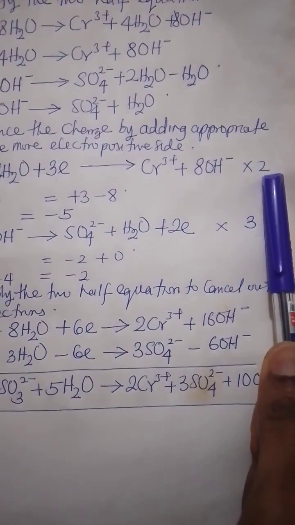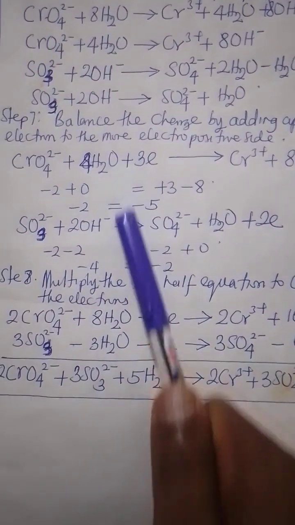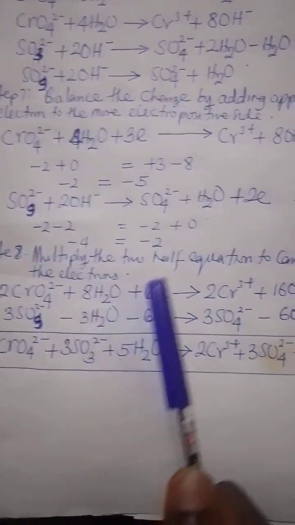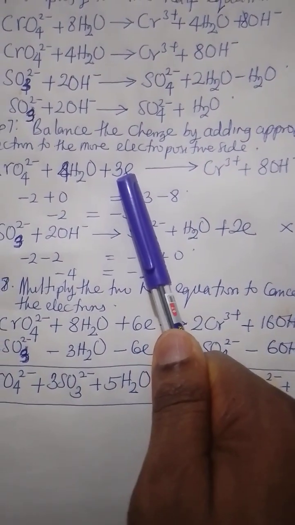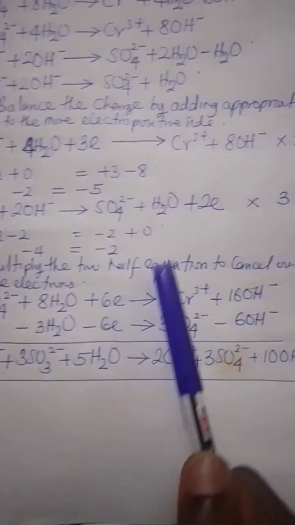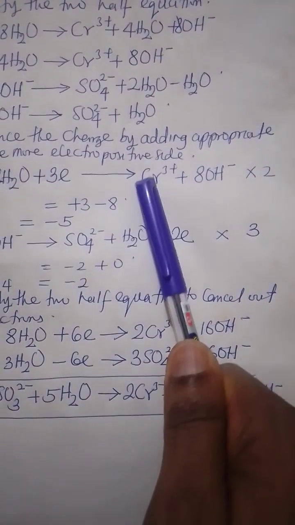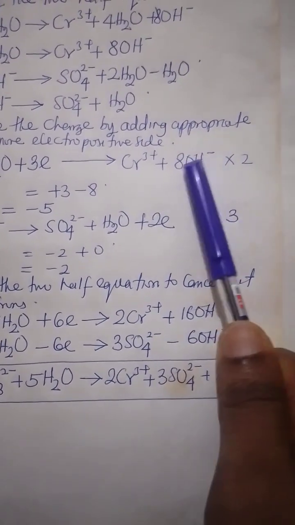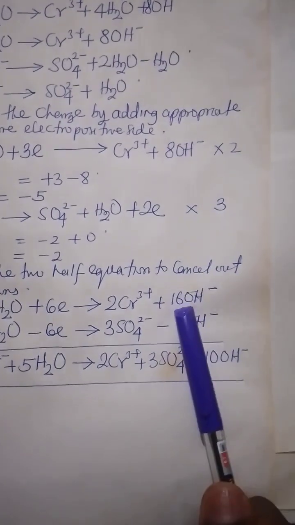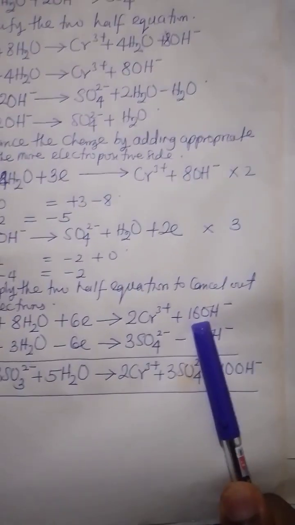2 times 4H2O will give us 8H2O. 2 times 3 electron, that gives us 6. 2 times CrO3 plus will give us 2 CrO3 plus. 2 times 8OH minus will give us 16OH minus.